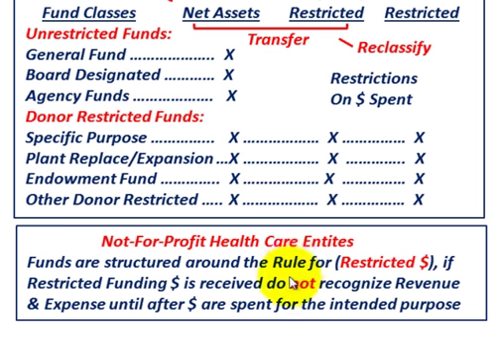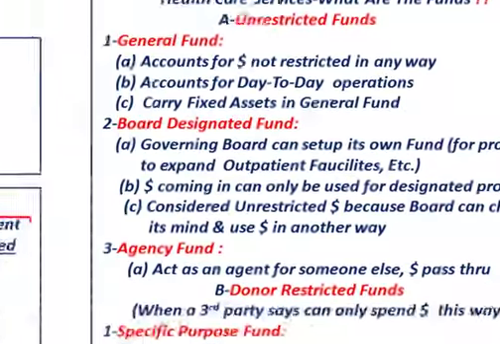So that's what we're talking about, restrictions. You can either have a time restriction or a purpose restriction. In general, these funds are structured so that you don't recognize any revenue or expense until any money is spent for whatever purpose or restriction was set on it by the outside or donor party. Okay.